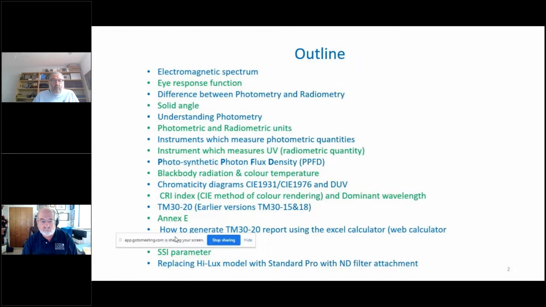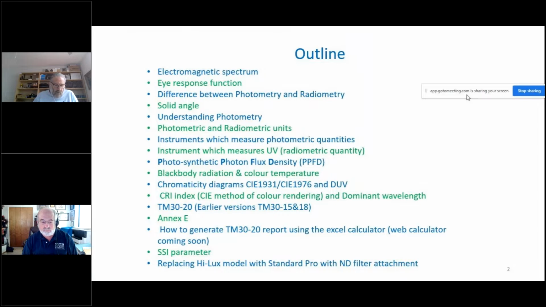This is the outline of my talk. There's a long list, so I'll try to do as much as I can. I'll give a little bit of basics about the electromagnetic spectrum, the eye response function, and talk about photometry, radiometry, solid angle, understand more the units of photometry, and the difference between photometric and radiometric units.